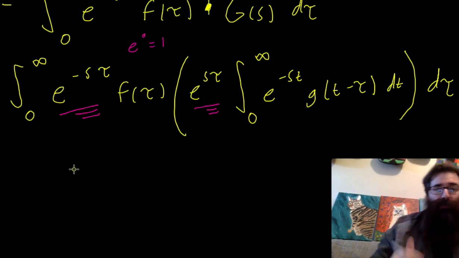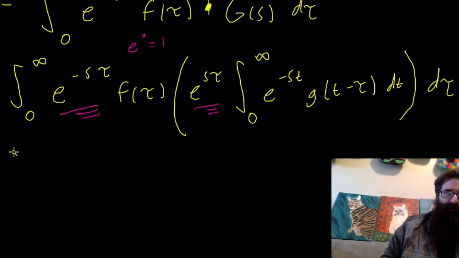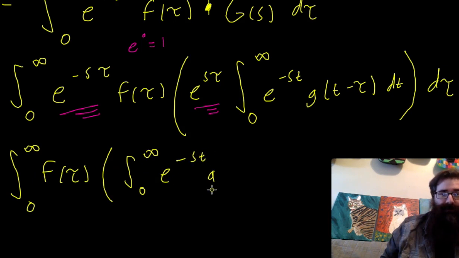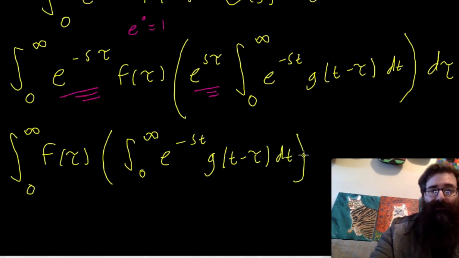Which, okay, so then where are we going with this? Well, what are we left with? We have the integral from 0 to infinity, f of tau times the integral from 0 to infinity of e to the minus st times g of t minus tau dt, and then all of that d tau.